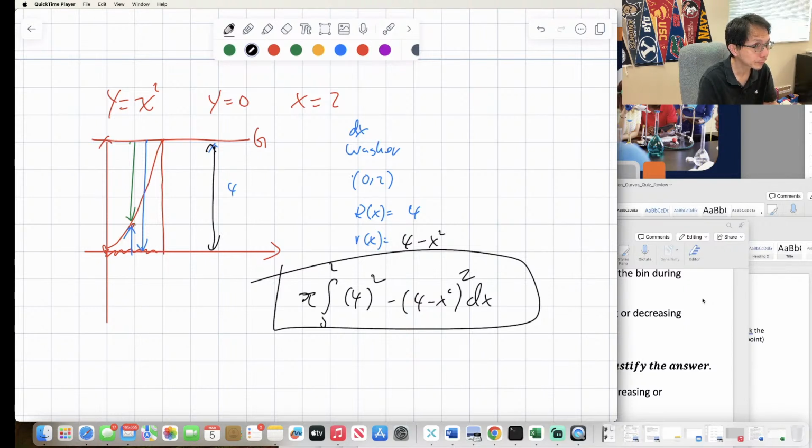This is kind of going back, but why exactly is it a washer again if it's touching the x-axis?